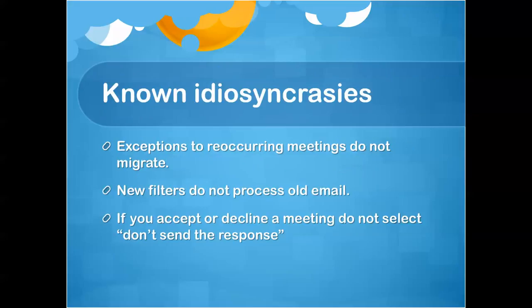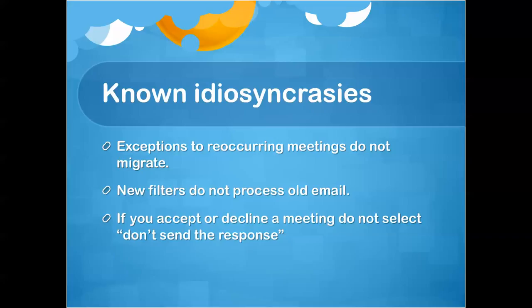We have a few known idiosyncrasies. One of the big ones is exceptions to reoccurring meetings do not migrate. What this means is if you set up a reoccurring meeting inside of Zimbra and you changed it at some point, it will default back to its original date. The next one we have is new filters do not process old email. What this means is once you set up an email filter inside Office 365, it will not process old email natively. You have to go through a couple options to run the filters for old email.